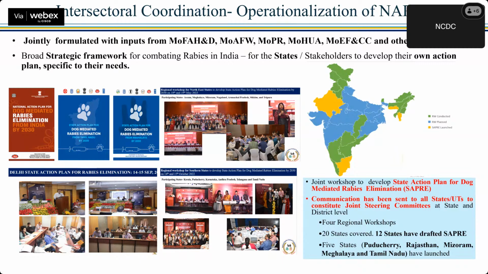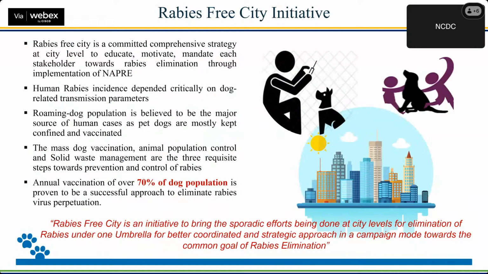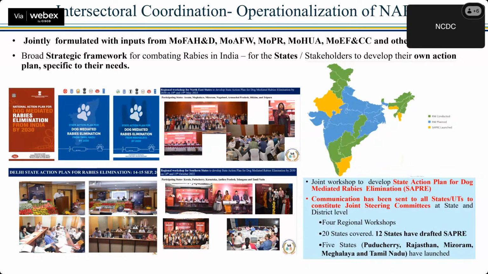At the state level, the Ministry of Health, Ministry of Agriculture, Ministry of Animal Husbandry, Ministry of Panchayati Raj, Ministry of Housing and Urban Affairs, Forest Department, and other stakeholders are involved in the development of this state action plan for rabies elimination. And through that, we are also trying to further strengthen the One Health structure for rabies elimination. So far, 5 states have developed their state action plan for rabies elimination. Next slide.